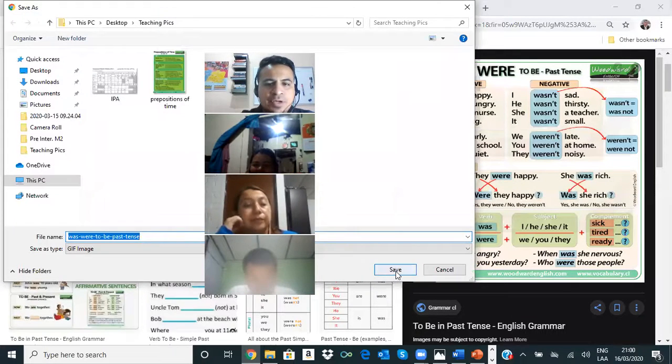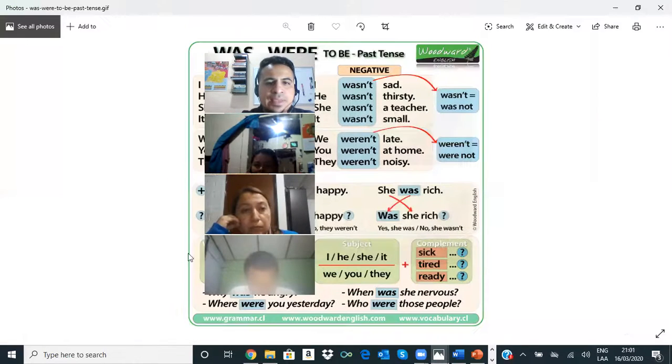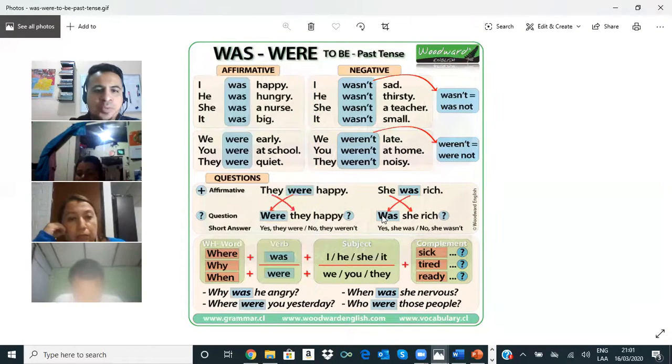So, remember here in this section, something very important para formular las preguntas for the verb to be, lo ponemos al inicio, right? Were they happy? Very good. So, lo ponemos al principio. Forma afirmativa, en forma positiva, they were happy. She was rich. Question, we change it. We put it at the beginning, right? Were they happy? Was she rich?